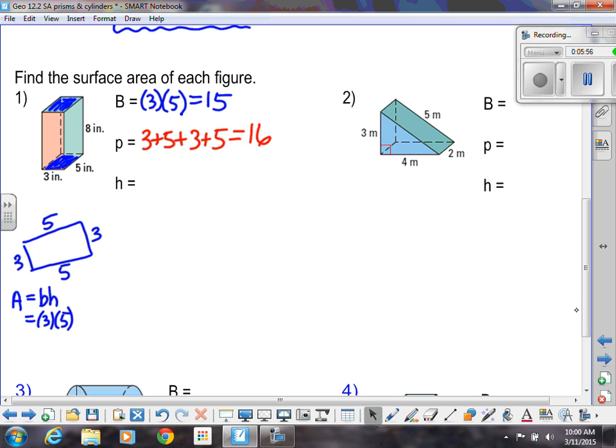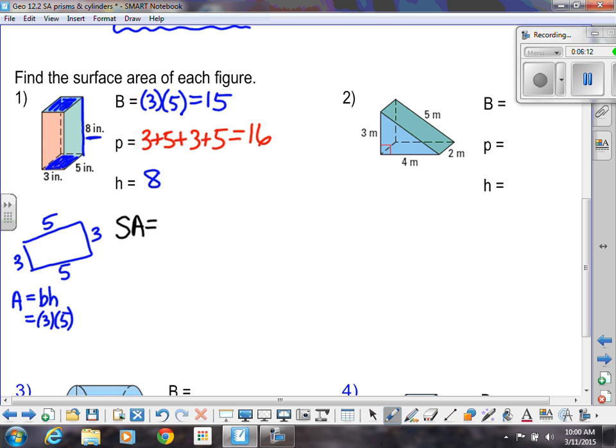And then the height is the distance between the two bases. So if I go from this base to this base, that is the height, which is 8. So we have all of the pieces we need for our formula. And so now we can plug those numbers in.